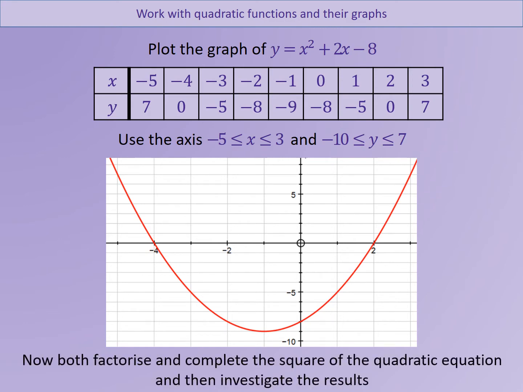And what we're going to do now is investigate what happens if you factorize the quadratic and what happens if we complete the square on the quadratic, and we're going to look at how that links in to the actual graph itself. So again, from the work that we did on the last presentation, can you factorize and complete the square on x squared plus 2x minus 8? Please pause the video if you need to, and I'll give some answers out in just a minute.